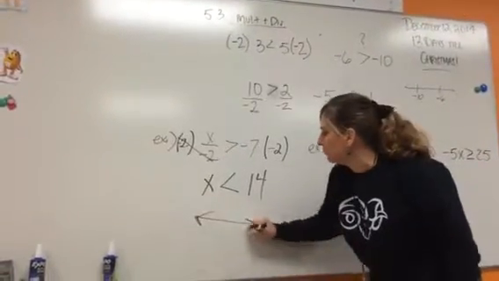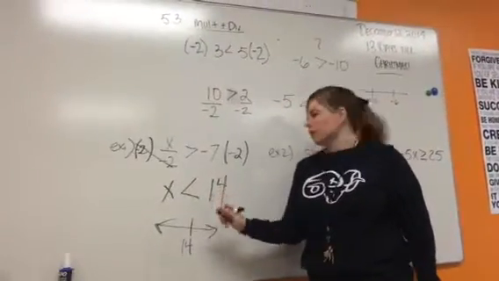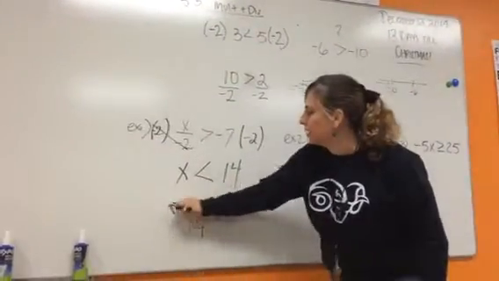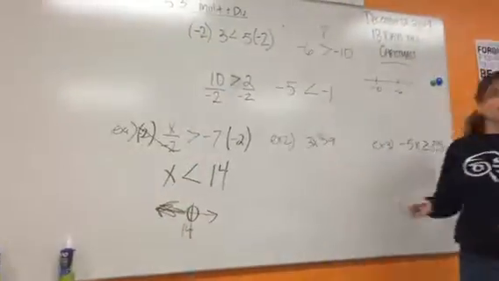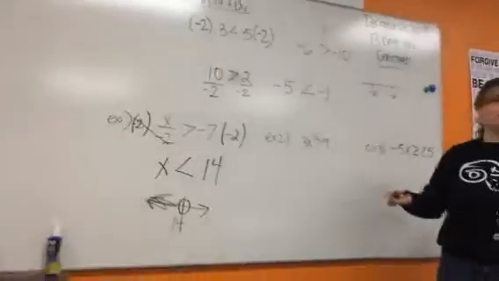If I were to graph that, I would find 14 on my number line. Open or closed circle, class? Open. And we go that way. I do a little dot. Open. Oh, I know, that's a big dot.